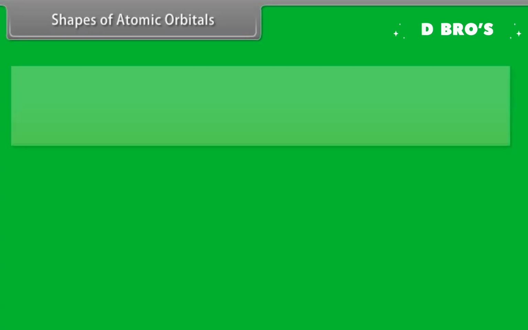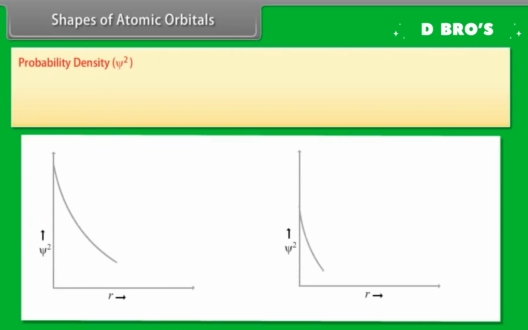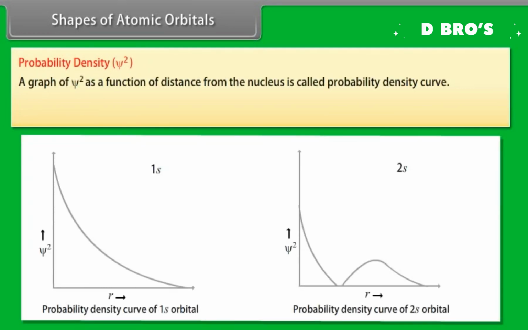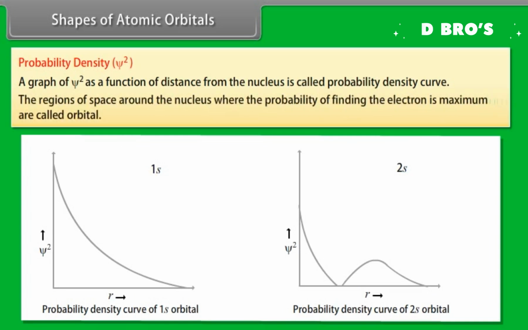Shapes of atomic orbitals. Probability density. A graph of psi square as a function of distance from the nucleus is called a probability density curve. The regions of space around the nucleus where the probability of finding the electron is maximum are called orbitals.